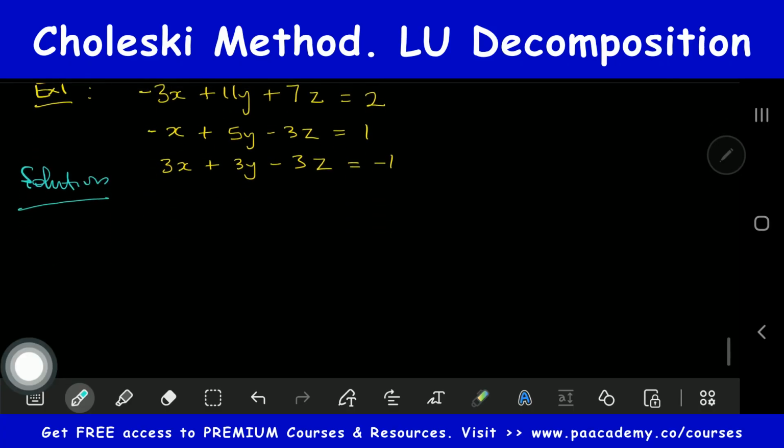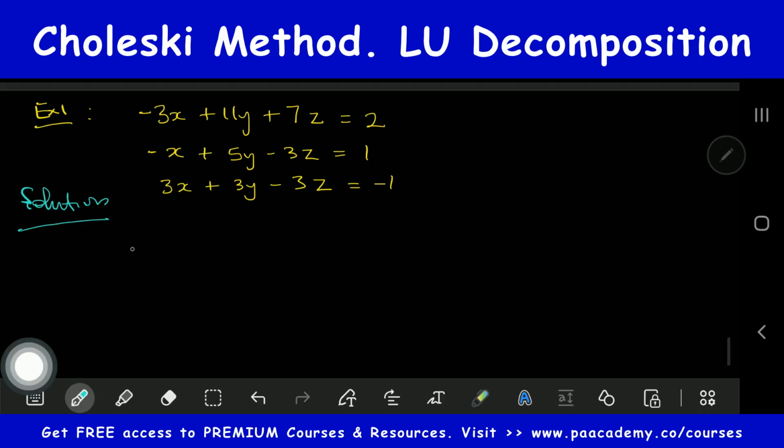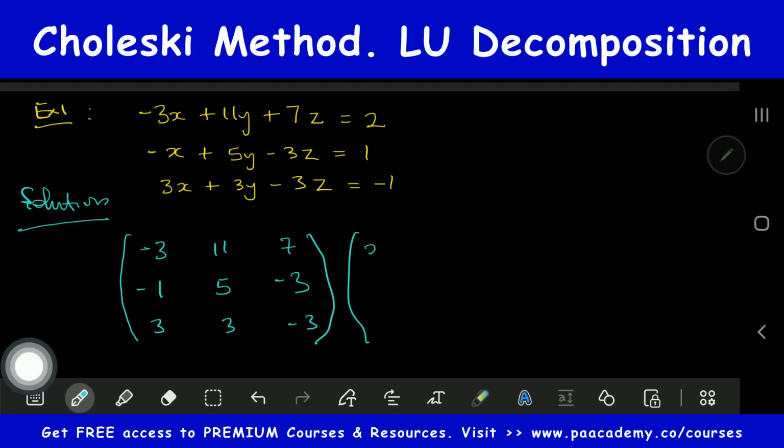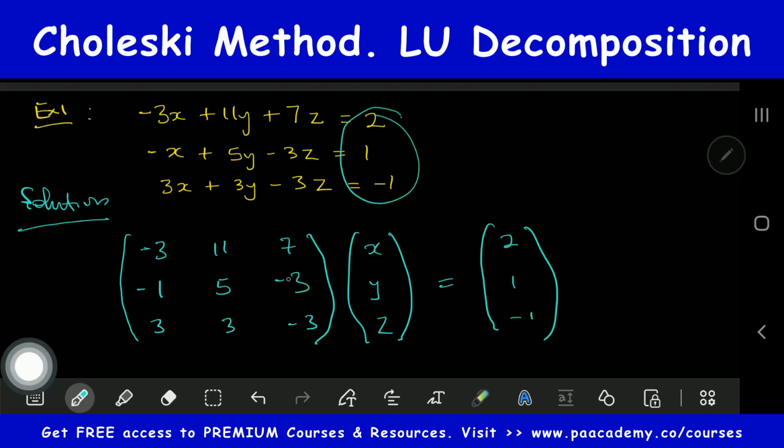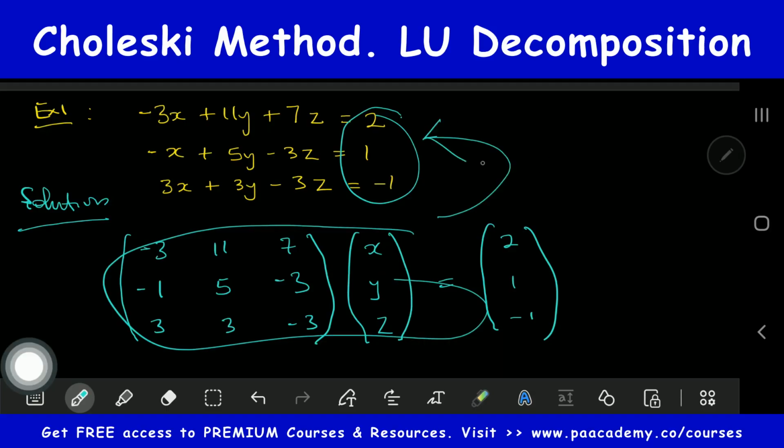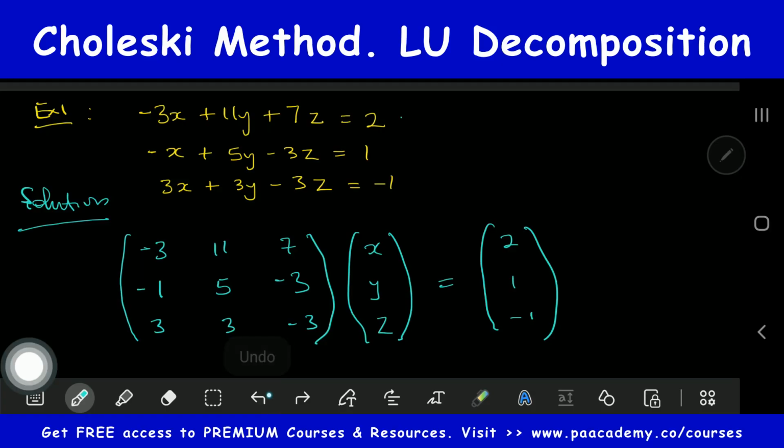So to start with, we are going to rewrite this in matrix form. In doing that, don't forget your matrix brackets. The first row is minus 3, 11, 7, and then the second row we have minus 1, 5, minus 3, then we have 3, 3, minus 3, multiplied by x, y, z, equals 2, 1, and minus 1. So if you're wondering where I'm getting this 2, 1, and minus 1, it is right here. If you expand this, you will get this. Don't let that confuse you.